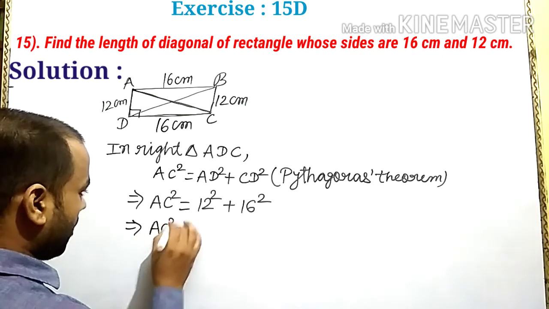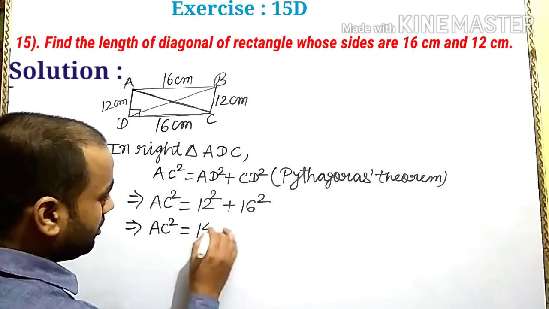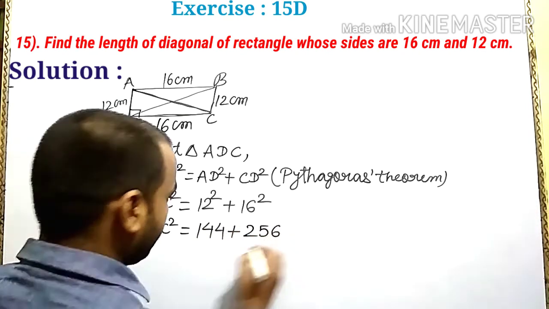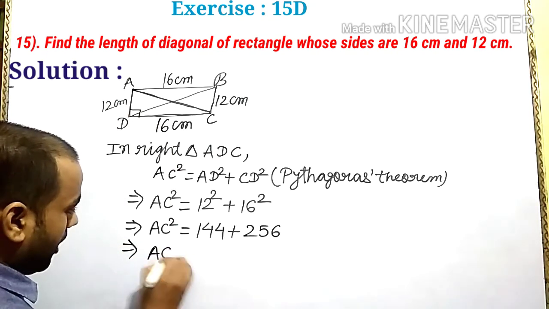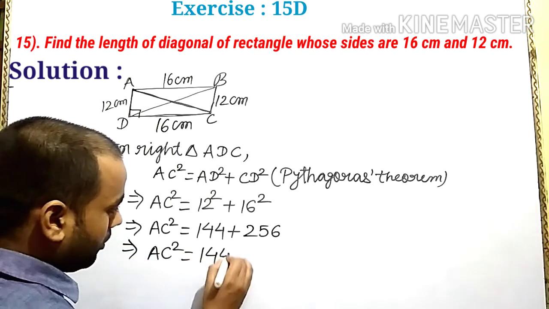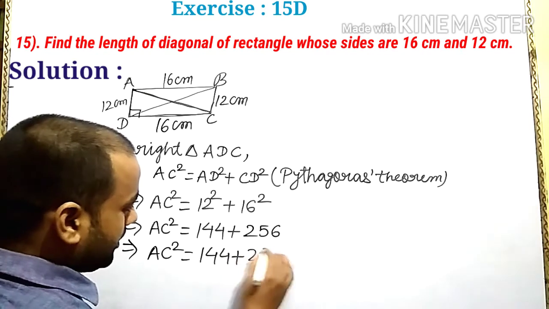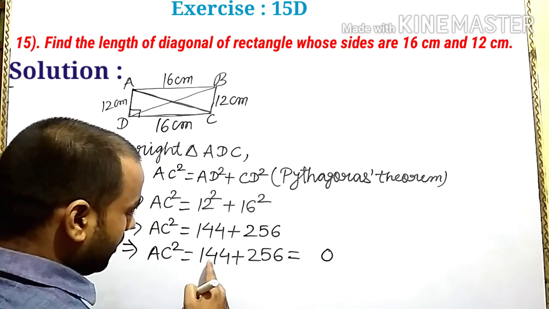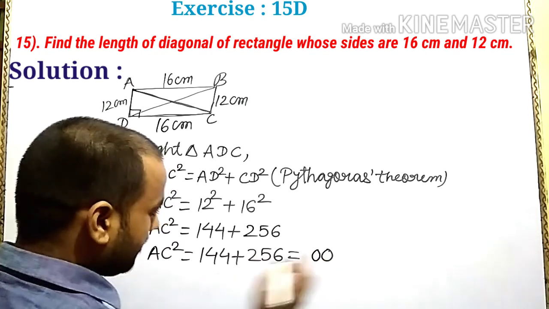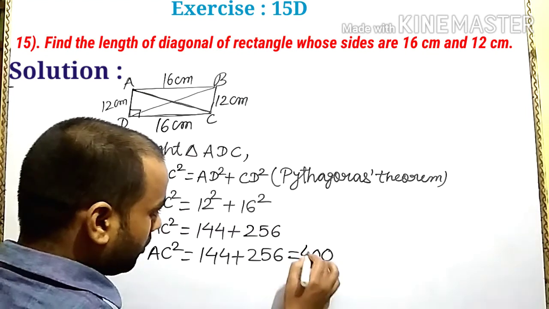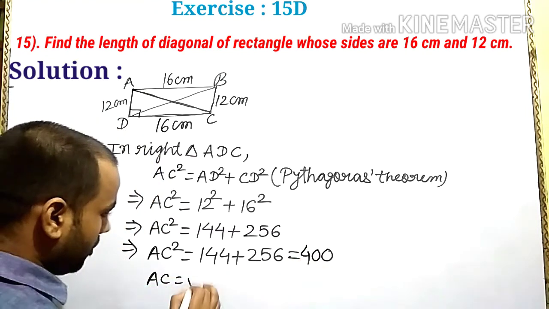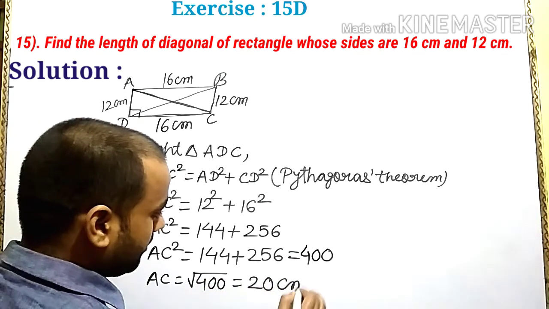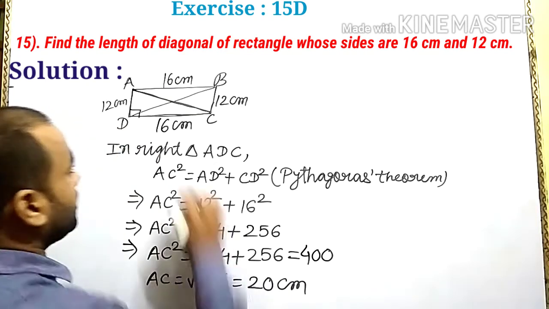The AC square is equal to the square of 12, 144, plus the square of 16, 256. AC square is equal to 144 plus 256. We add both: 6 plus 4 is 10, carry 1; 1 plus 4 is 5, 5 plus 5 is 10, carry 1; 1 plus 1 is 2, 2 plus 2 is 4. The AC is equal to under root 400, which is equal to 20 centimeter. AC found, now find out BD.